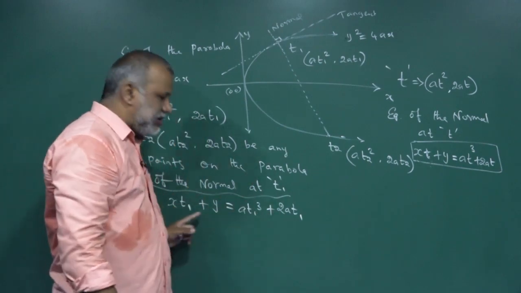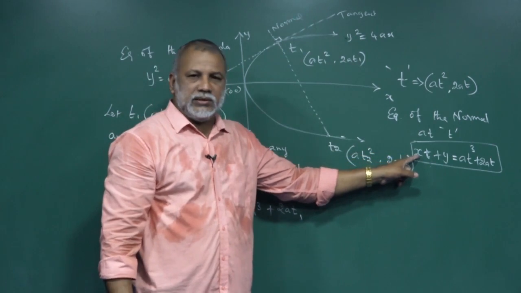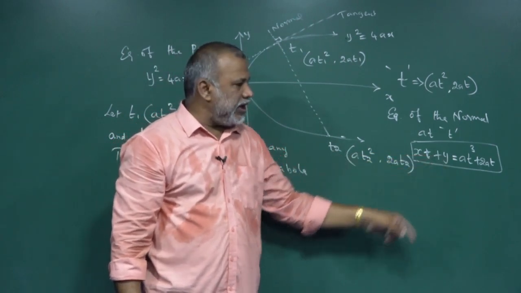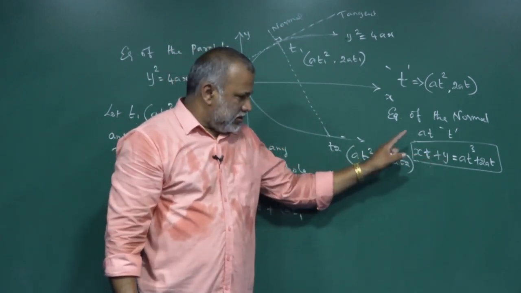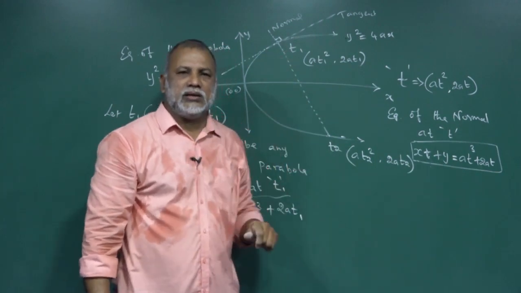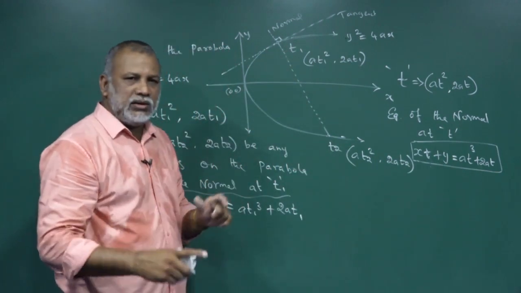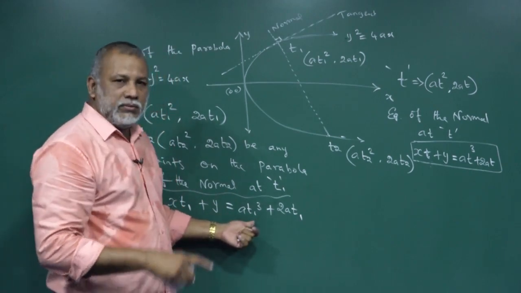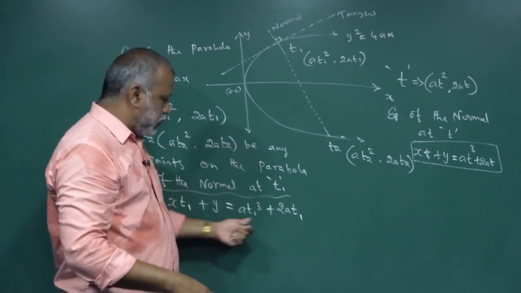No need to memorize this line. Always keep this concept: xt plus y equal to at cube plus 2at. This is also derived from the standard equation. Already we explained in your theoretical concept. So just recall the things. Instead of t, use t1.